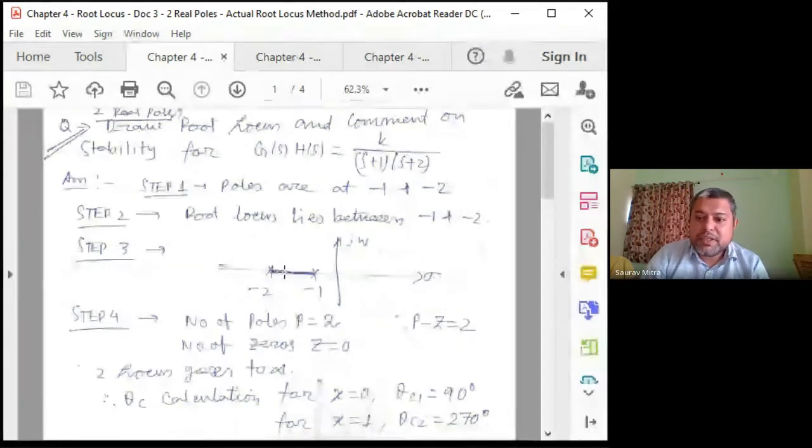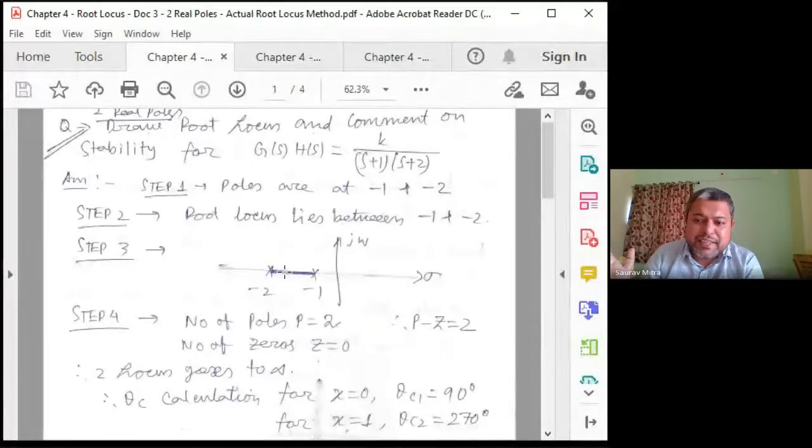I will repeat: check any point, look at its right side, check the number of poles and the number of zeros. If the number of poles and zeros is odd, that means this is a part of the root locus. Hence -1.5, -1.3, -1.1. On the right side of -1.1 there is one pole, so -1.1 is on the root locus. For -1.3, right side one pole, odd number, so -1.3 is on the root locus.